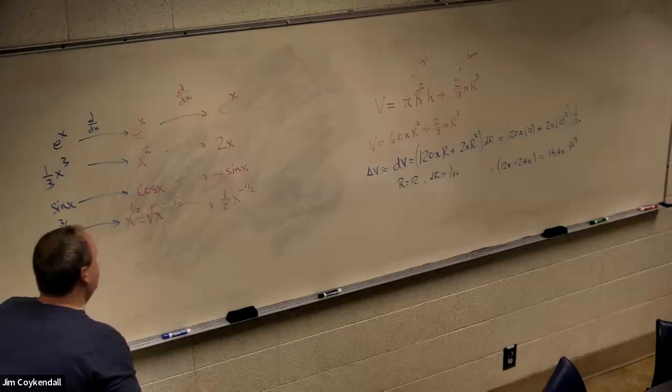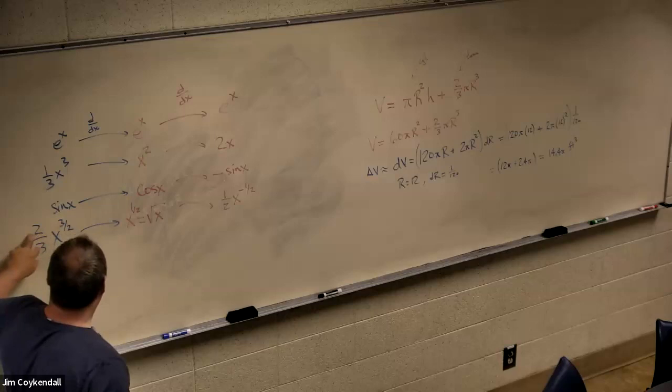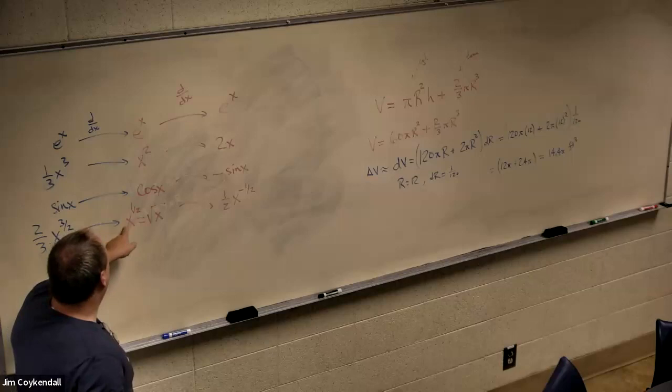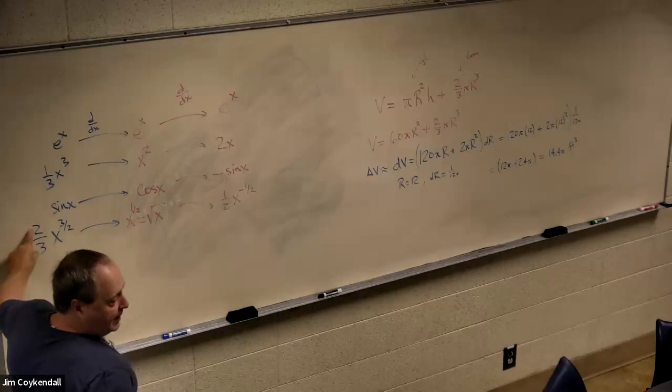This is like a cheap trick, right? Put a 2/3 there, and that cancels, and then you get x to the 1/2. When you want the power to equal 1/2, notice this is 1 times x to the 1/2. So I want the number out in front to be 1. And that's why I needed to adjust it by 2/3.